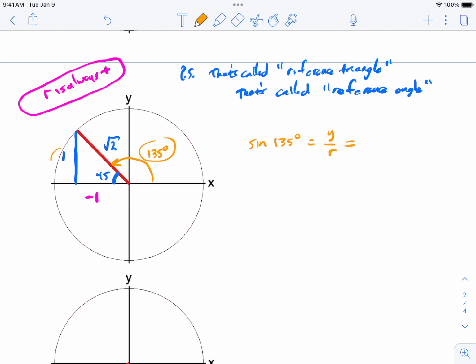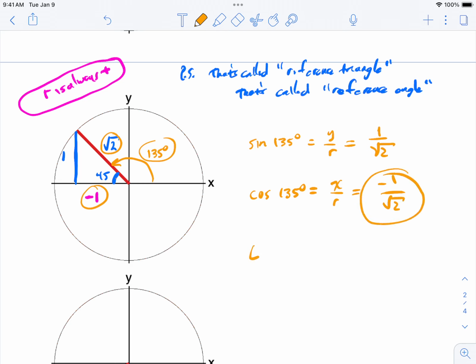So take your y, which is 1, take your r, which is square root of 2, it's 1 over square root of 2. Use this to define the cosine of 135 degrees as x over r. There's the x, there's the r. So that's negative 1 over square root of 2. And then the tangent of 135 degrees is going to be y over x, which is 1 over negative 1, which is really just negative 1.